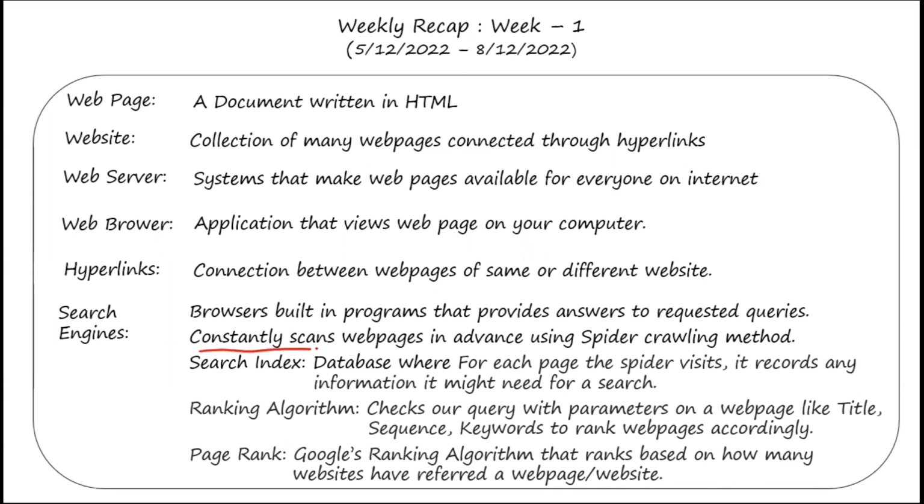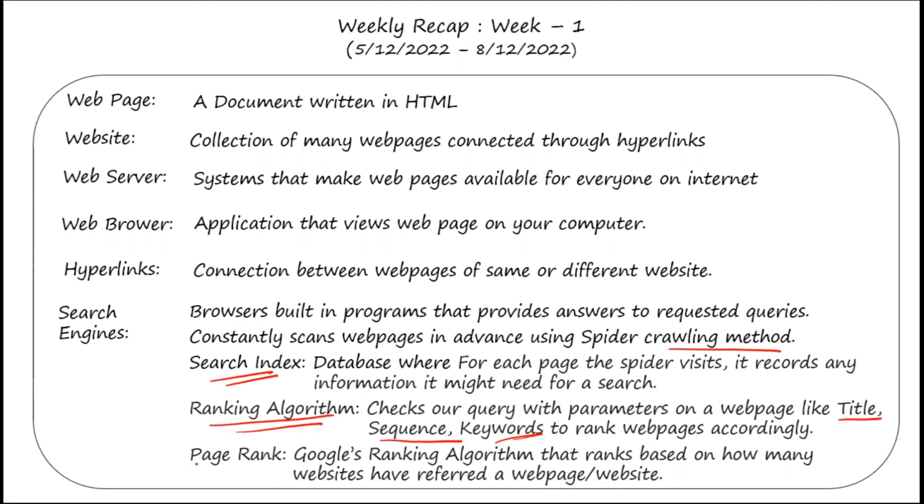It constantly scans web pages in advance using the spider crawling method. We saw there is a spider program which crawls through web pages from one hyperlink to the other till it finds the required information. Then there is the search index. As per the crawling method, it keeps on recording which word appeared how many times, and so on. We talked about the ranking algorithm, which checks certain parameters while checking the query and the web page. Like, is the title of the web page matching with the query? Is the sequence of the words matching with the sequence of words present on the web page? Are there any similar keywords? Accordingly, the web pages are ranked.